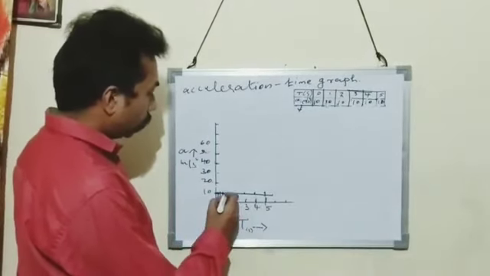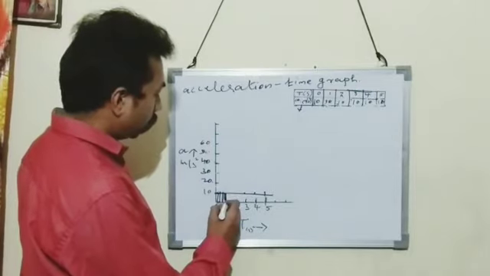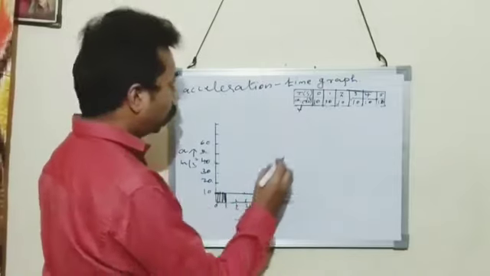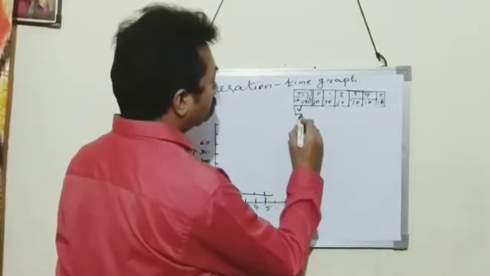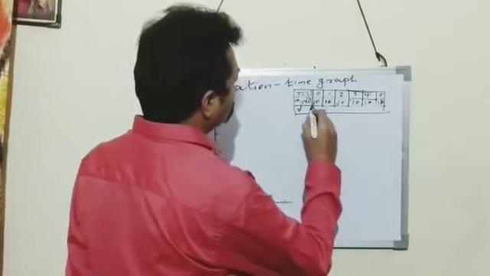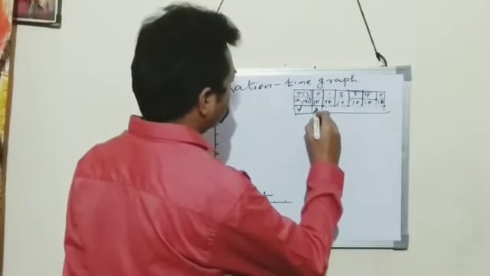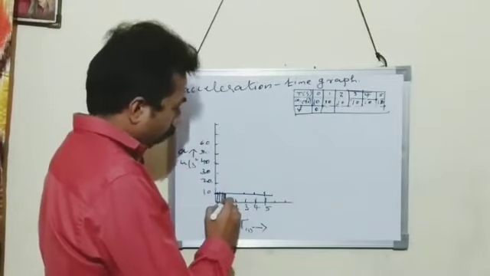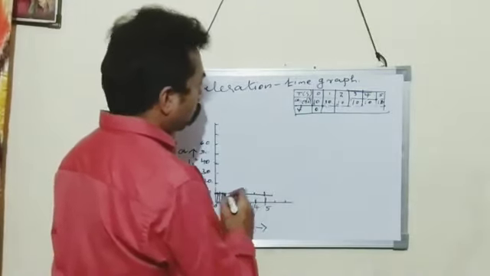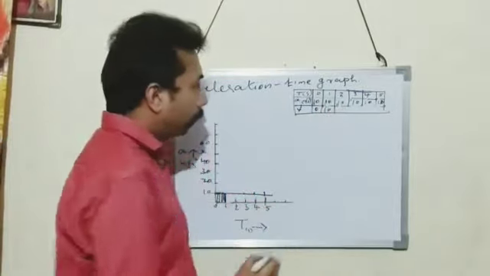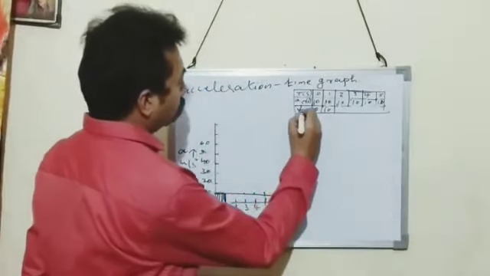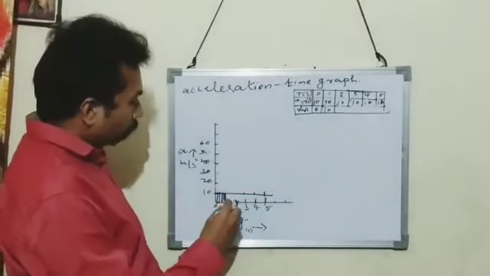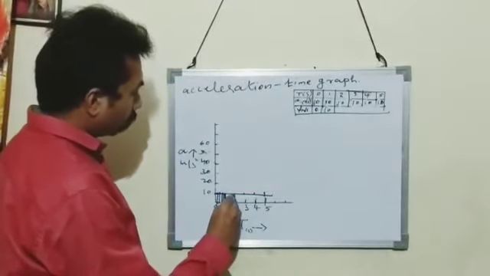So what is the area of this part? 1 into 10. So velocity at 1 second is equal to 1 into 10, which is equal to 10 meter per second. Now we can find what is the velocity after 2 seconds.